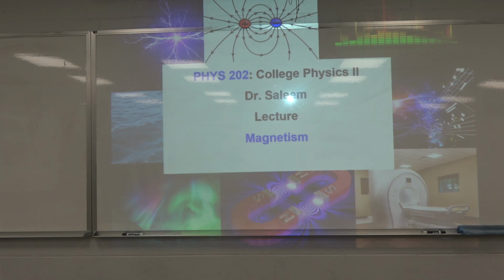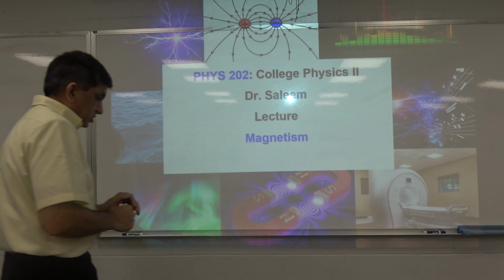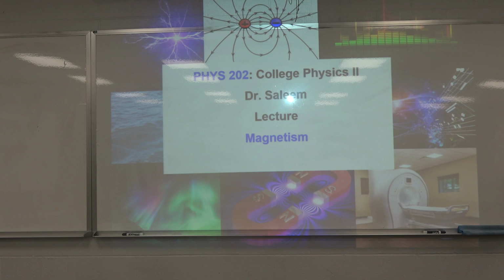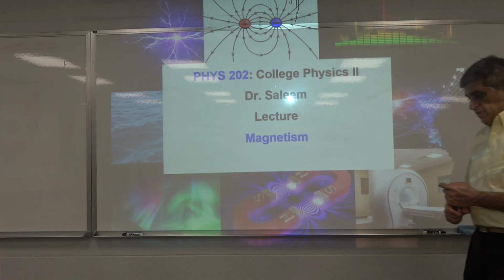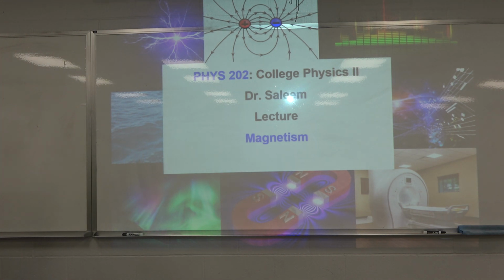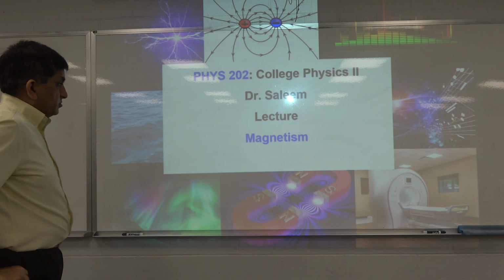All right, so today we start talking about magnetism. We learned about electricity before, and we learned about the charges. We learned about how the charges behave. We learned about the properties of the charges. And then when the charge starts moving, we talked about the electric current. Now here we're going to talk about magnetism, and then later we will talk about the combination of the two, electricity and magnetism.